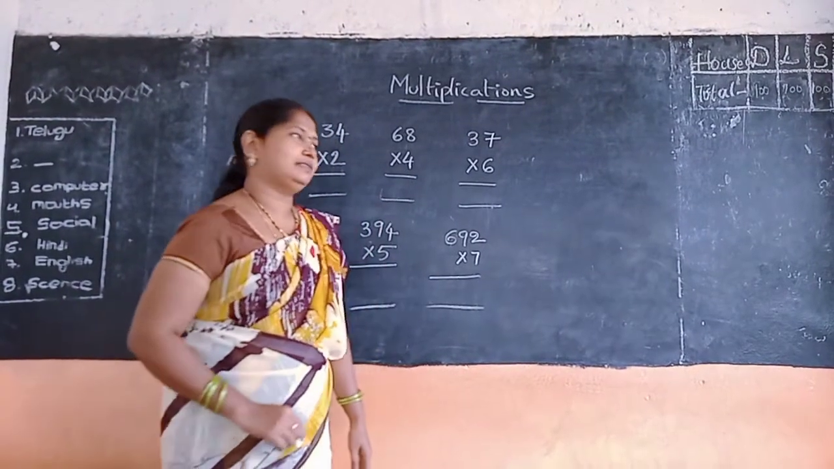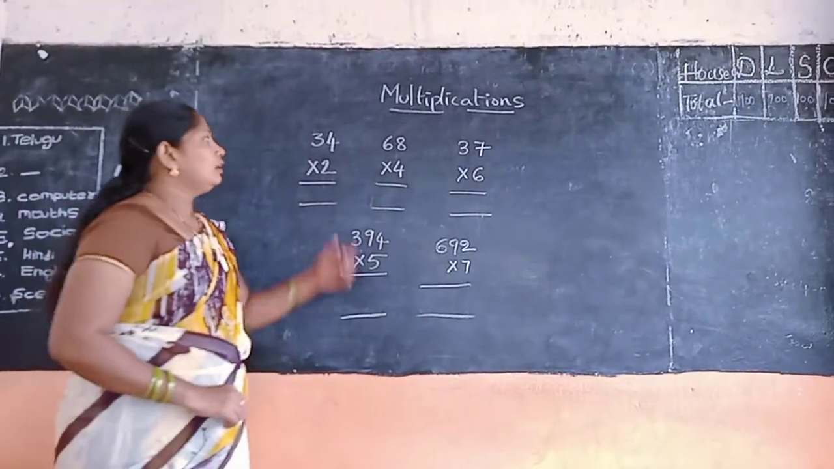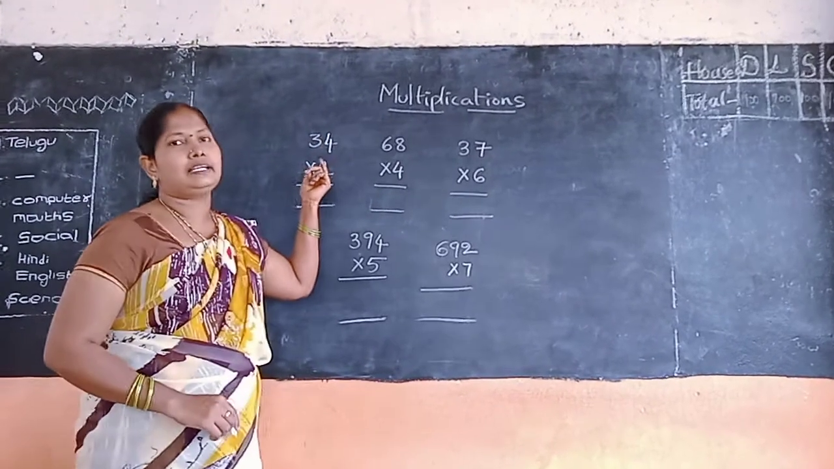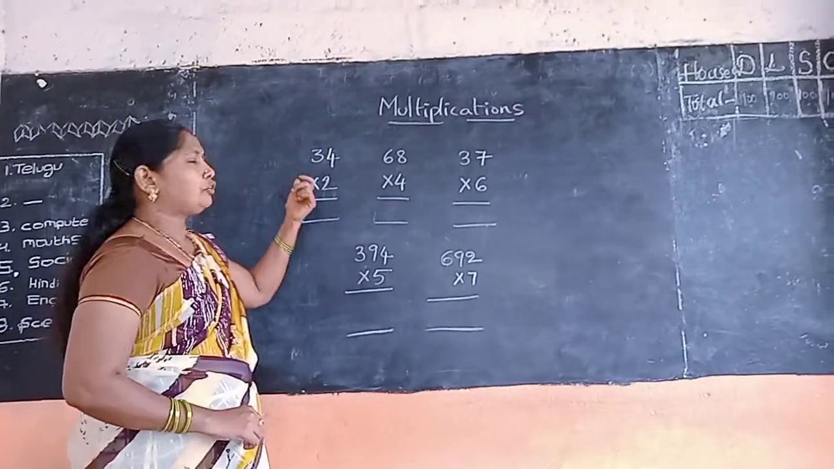Srivalli. Today's topic is multiplication. This is a two-digit number. Two-digit number multiplication with a single-digit number. How to multiply?